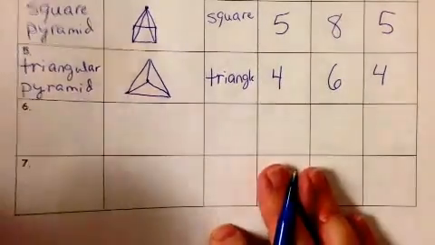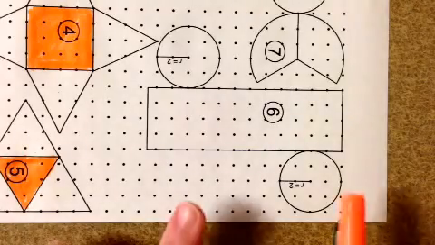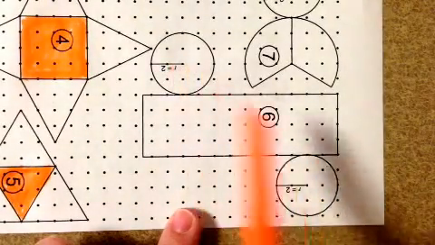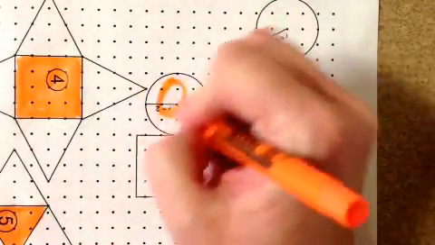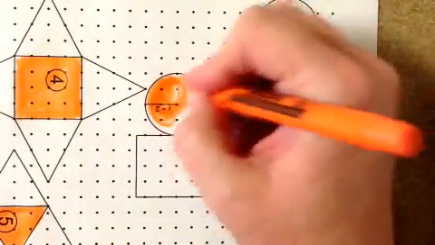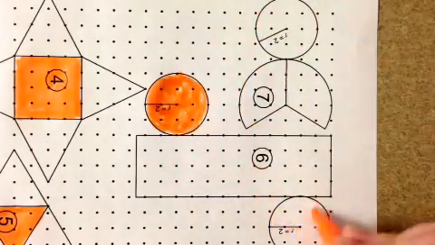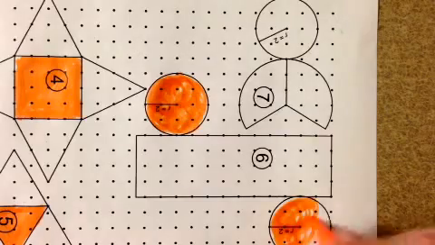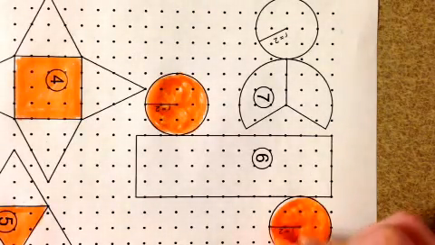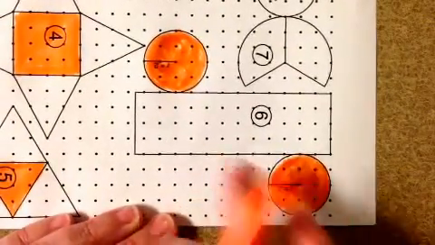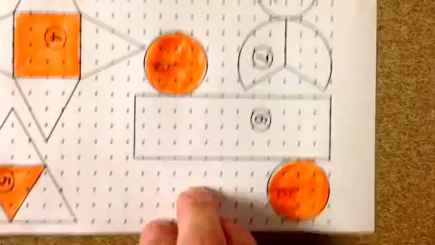Alright, shape number 6. We need to find its bases. The 2 circles are going to be its bases. So shade in your circle bases. And if I were to fold this net back up, I would get a cylinder. With the 2 circle bases and the rectangle, that's going to create a cylinder.